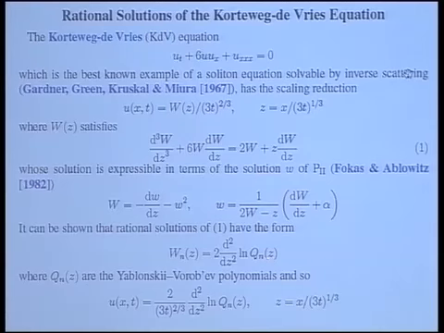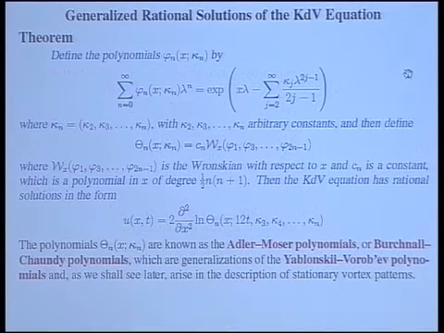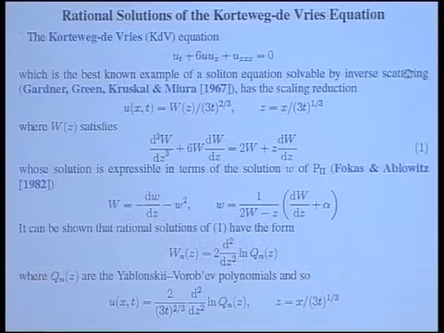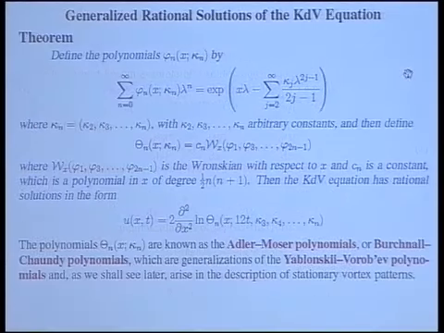Here, instead of being a log of the ratio of two, it's just a log of one of them. And so you can actually get rational solutions of KdV directly just by plugging this back into the symmetry reduction. But actually you don't even need to do that. You can actually generate the rational solutions directly. And in fact, this is a result that goes back to Adler and Moser. In fact, they actually got more general rational solutions.